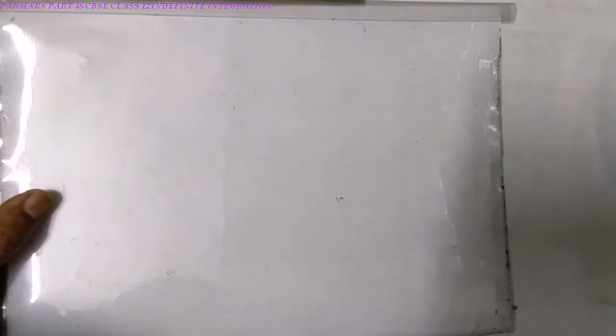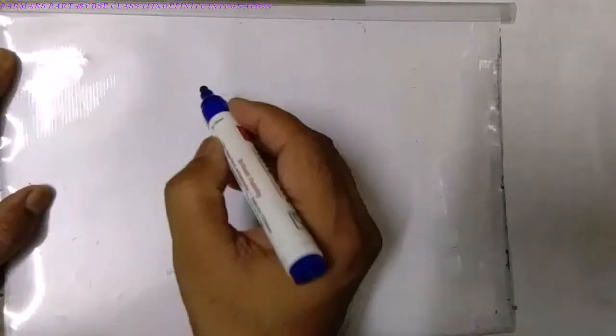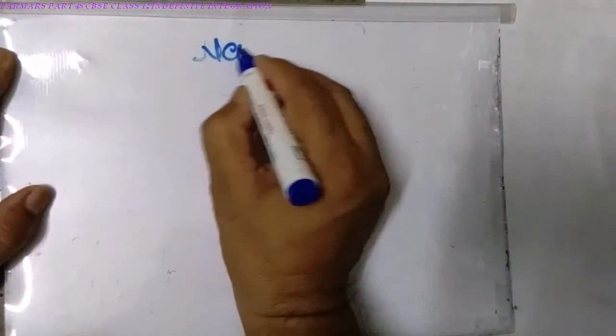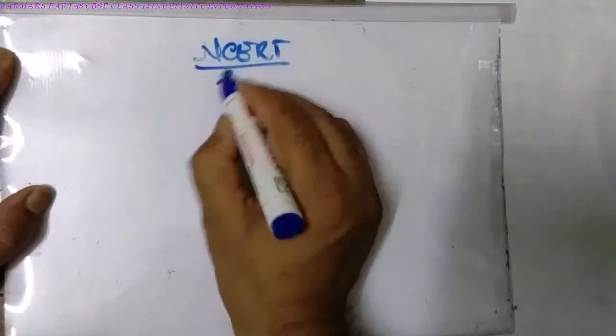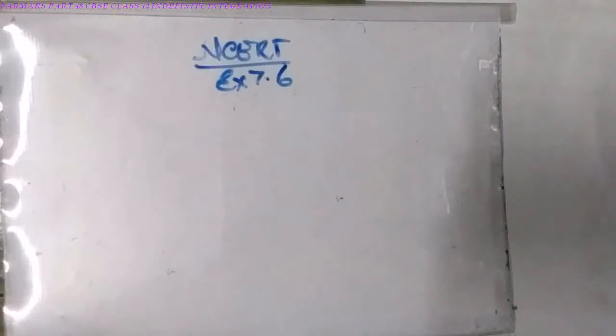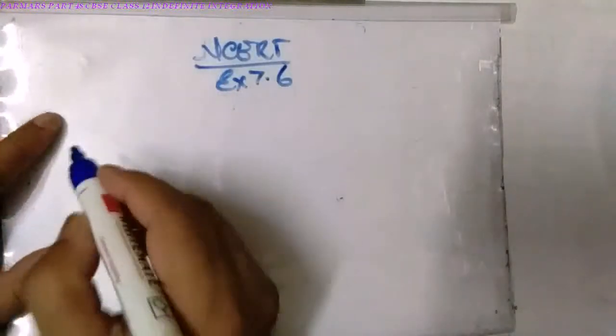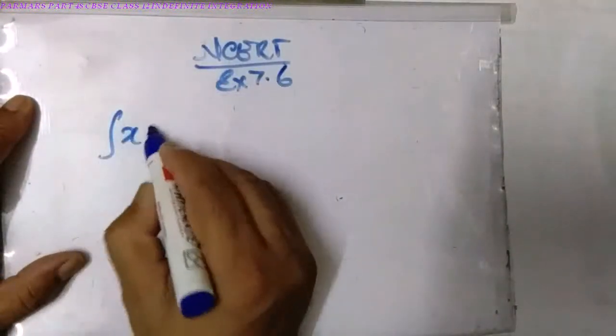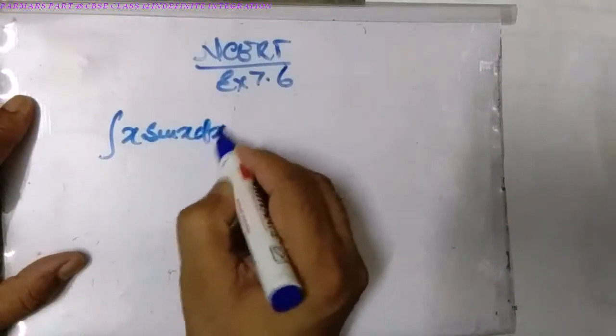I think 7 or 8 days before I have posted two videos, part number 46 and 47, based on NCERT exercise 7.4 and 7.5. Now here we have to start NCERT exercise 7.6. It is based on by parts. So the very first question I am going to take is simple, x sin x dx.